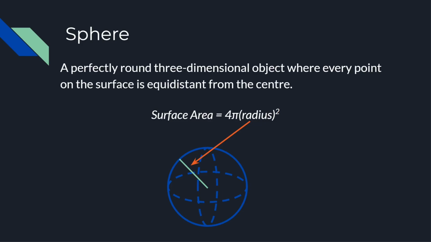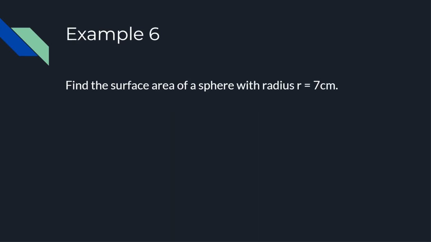The final shape we'll look at is called a sphere. Now, the surface area of a sphere is calculated using a specific formula that reflects its symmetrical, perfectly rounded shape. Like other curved surfaces, a sphere is also a solid of revolution. To calculate its surface area, we simply take 4 pi times the radius squared. Let's look at this example.